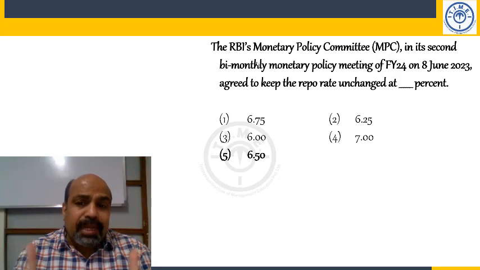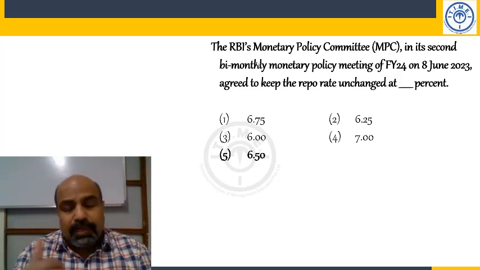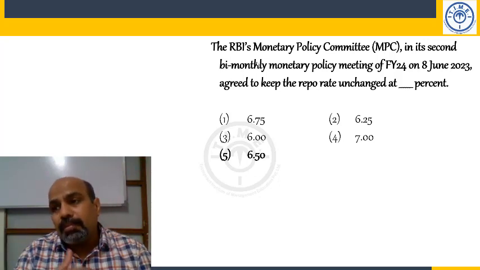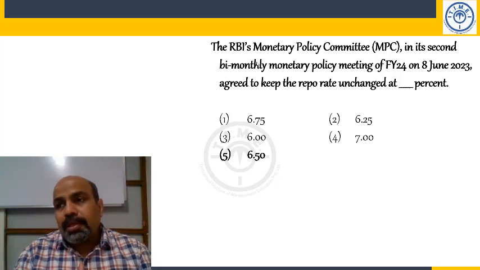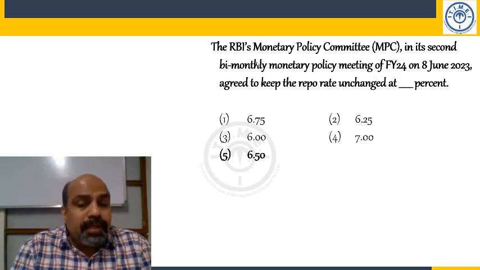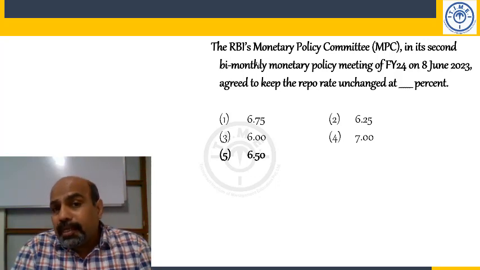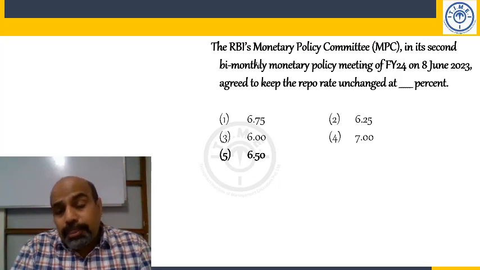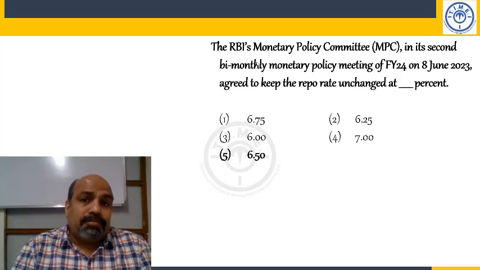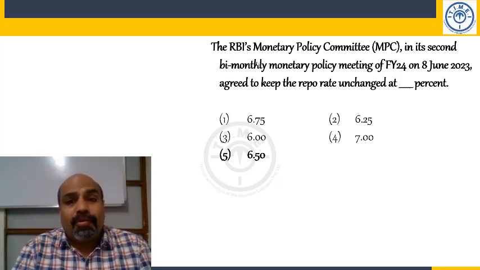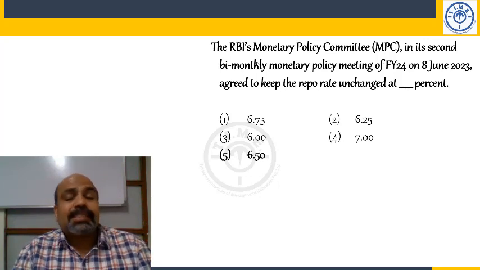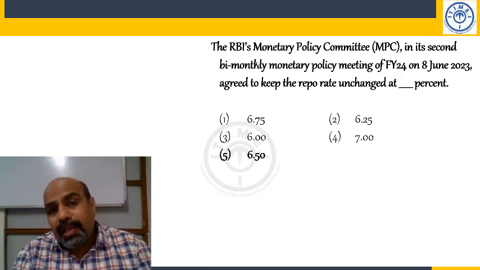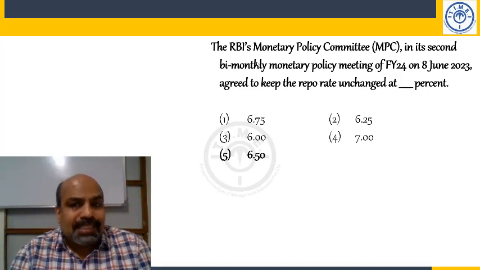Now, the rate has been rising for about 12 months now. But why has the RBI been raising interest rates? The RBI has been raising interest rates primarily to bring down inflation. The projected inflation rate is for financial year 24, which means the one that started on the 1st of April 2023 and would end on 31st of March next year.